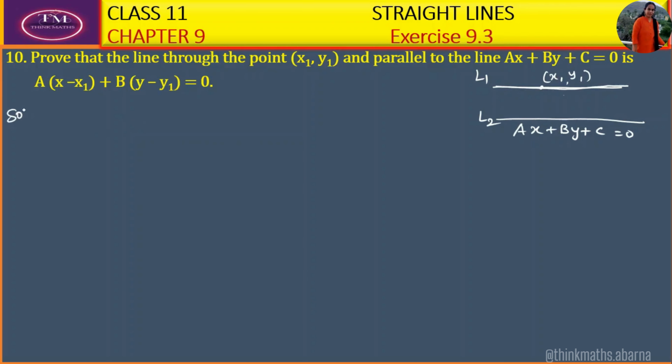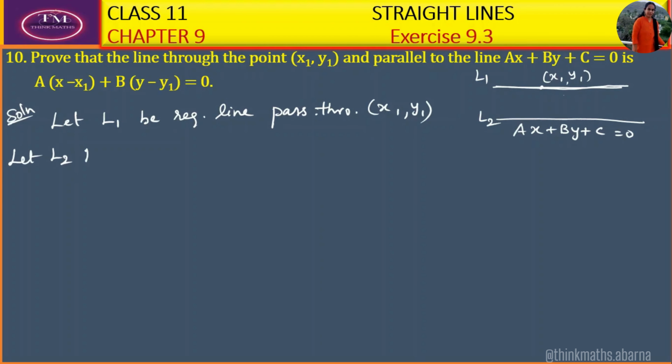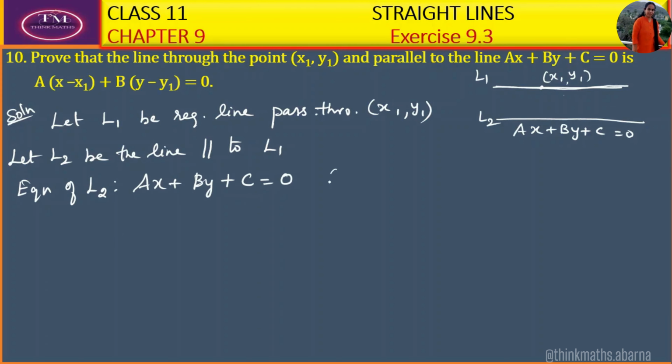Okay. So let L1 be the required line passing through (x1, y1). Let L2 be the line parallel to L1. So what is the equation of L2? Equation of L2 is given as ax + by + c = 0. Now we have to change this to y = mx + c format, so we will get the slope, which is m.